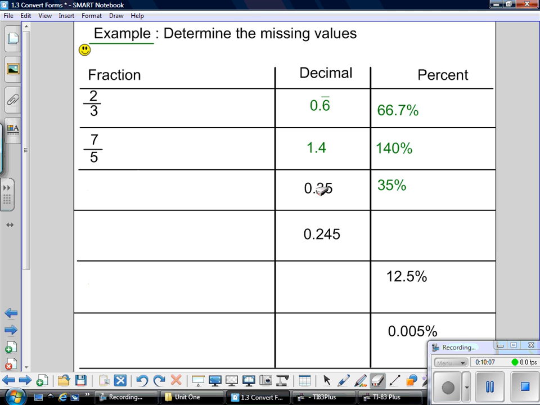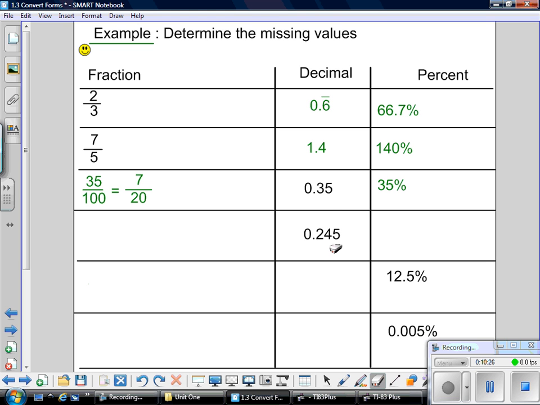So I could put 35 over how many zeros? 1, 2. Or I could put 35 over 100, because that's what percent is. Now when I do that, we already know that that's not in lowest terms. We actually know it's 7/20ths.